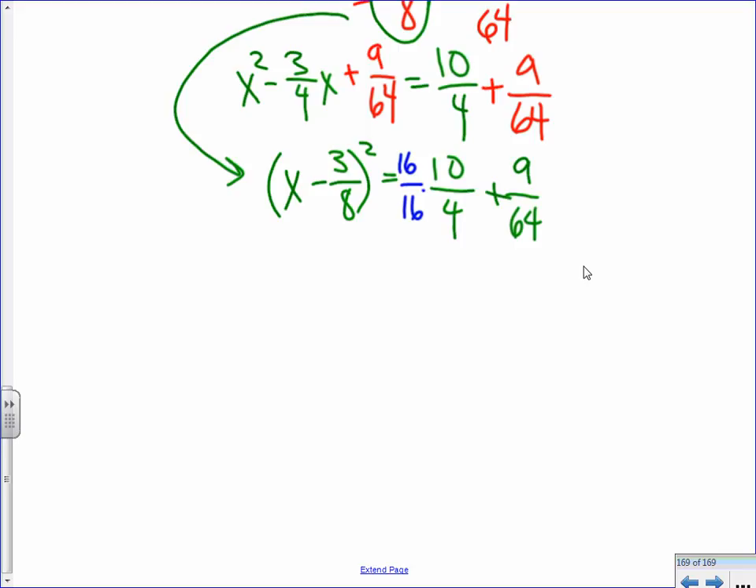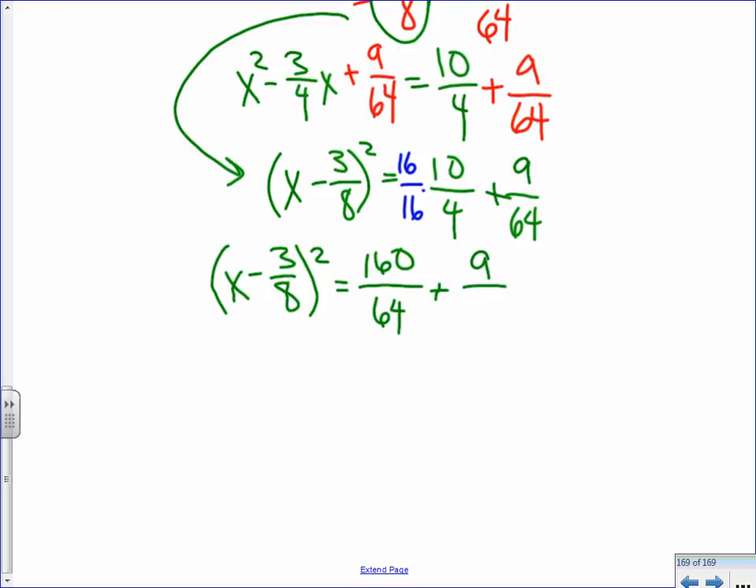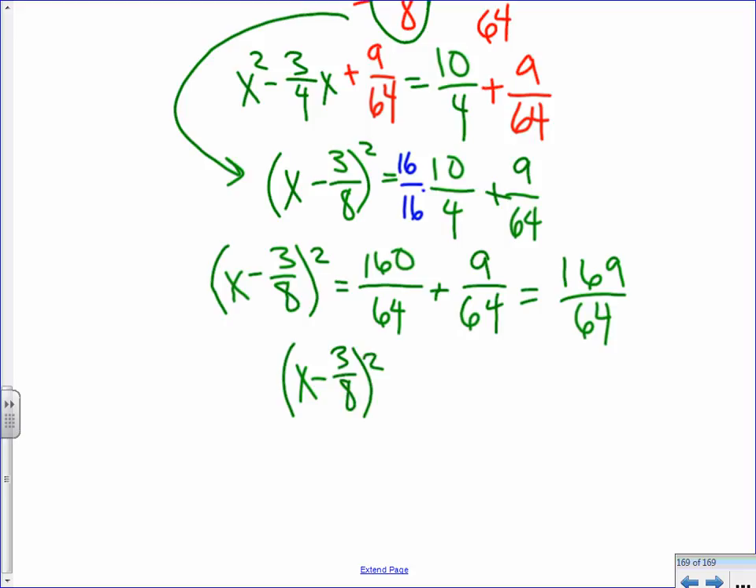Okay, so that's going to be, I'll rewrite my left-hand side, x minus 3/8 quantity squared equals 160/64 plus 9/64. And I combine these and I get 169/64. Okay, so let me actually just rewrite this equation here without this middle step so that we can see clearly what we want to do next. x minus 3/8 quantity squared equals 169/64.